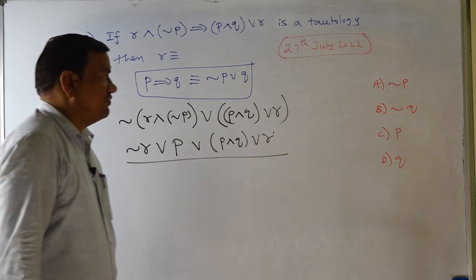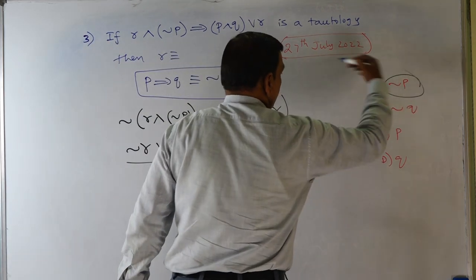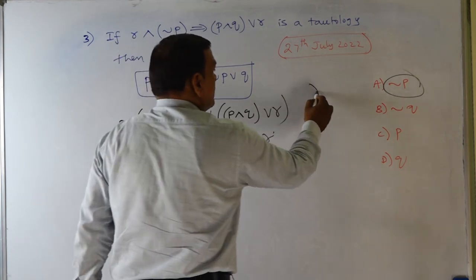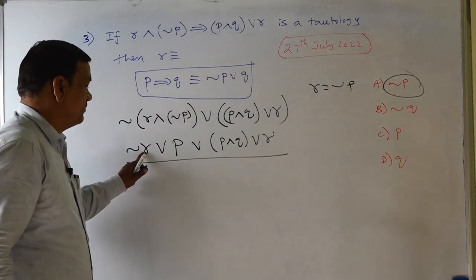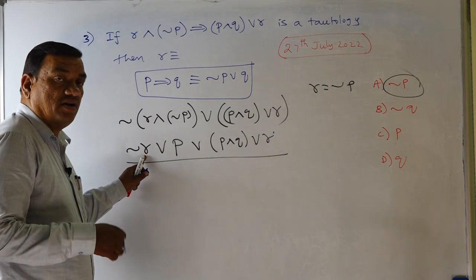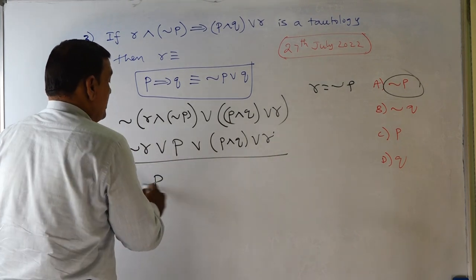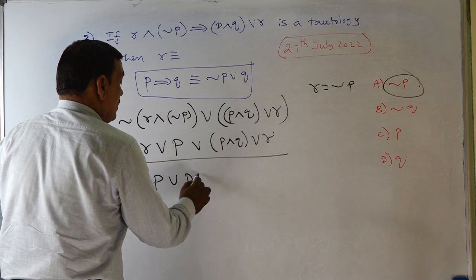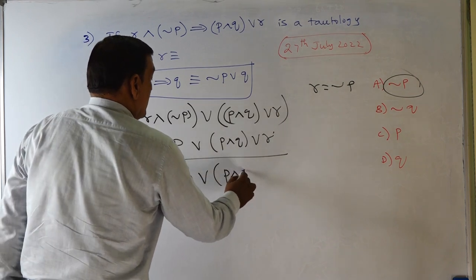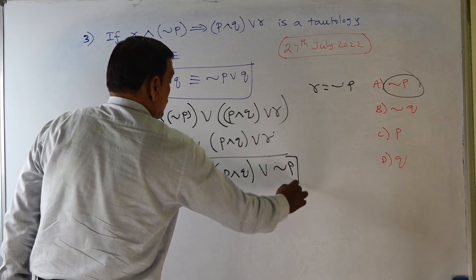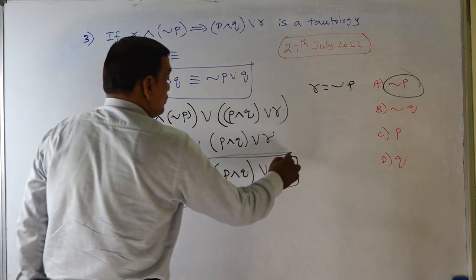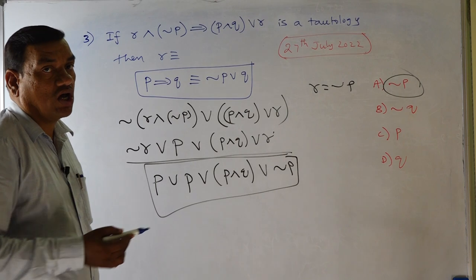Right, we will do the option verification. Let us take the first option A. Let us take R is equal to negation P. Substitute here R is equal to negation P. So, negation R means what? Negation of negation, that means P, or P and Q or R means what? Negation P. So, this is the statement you have to decide whether it is a tautology or not.